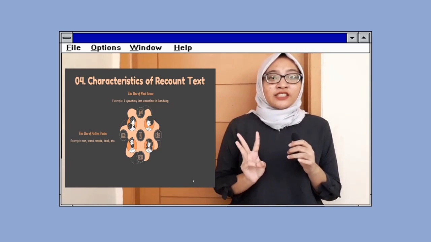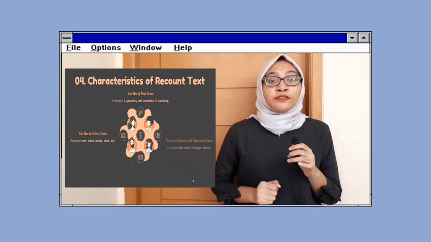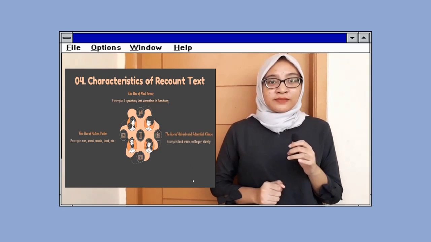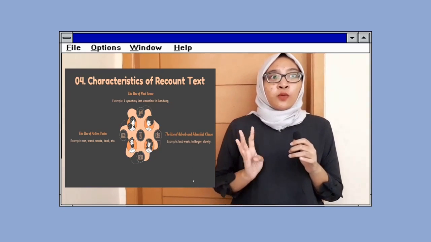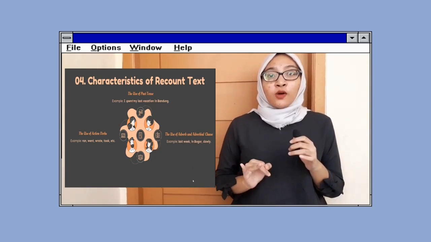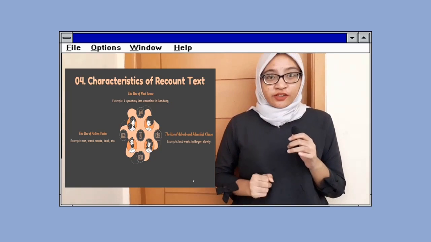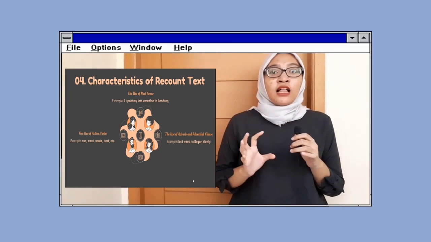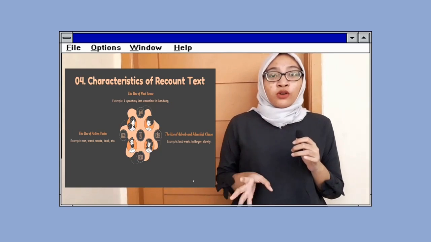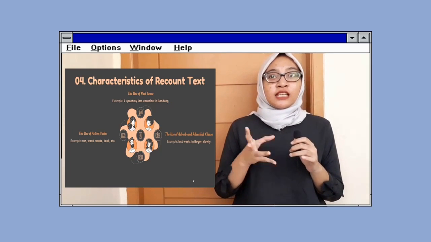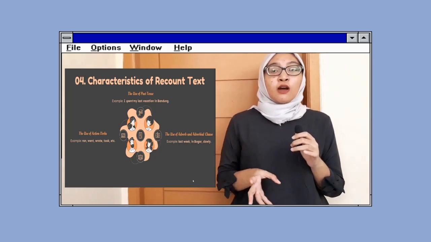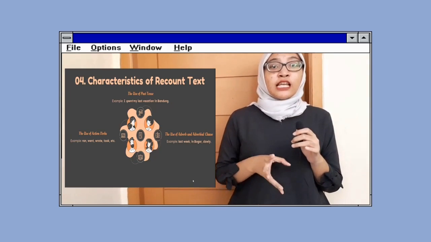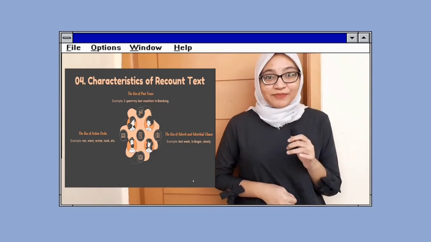The third characteristic is the use of adverbs and adverbial clauses. It functions to give information about where, when, how, and why an action occurred. For example, in Bogor, it reveals the place. Slowly, it reveals how a person does something, and last week, it reveals the time.